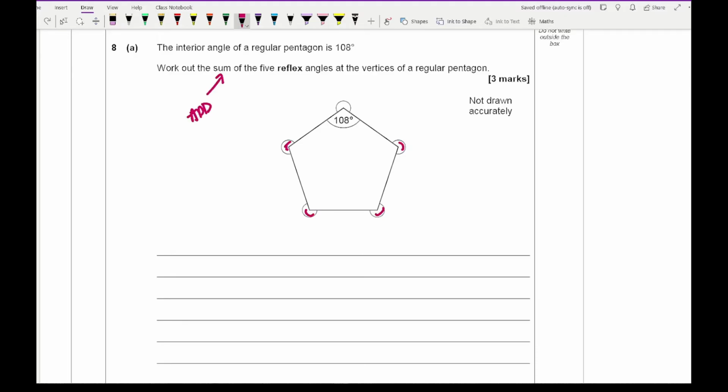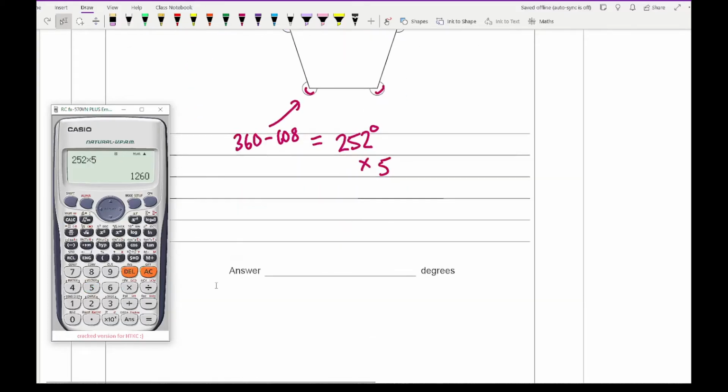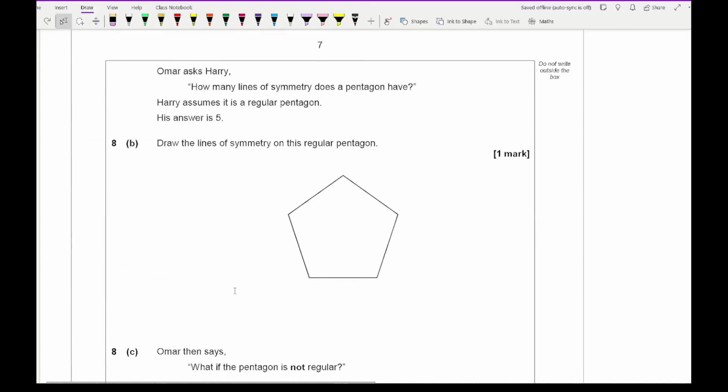So obviously what I recognise is that angles around a point all add up to 360. So one of these angles, so just pick this one, is going to be 360 take away 108, which then gives me an answer of 252. So that's the size of one of the angles. Now because I've got 5 of them, I need to multiply that by 5. So again, reaching for the calculator, 252 times 5 equals, and it gives me 1260. And there we go.